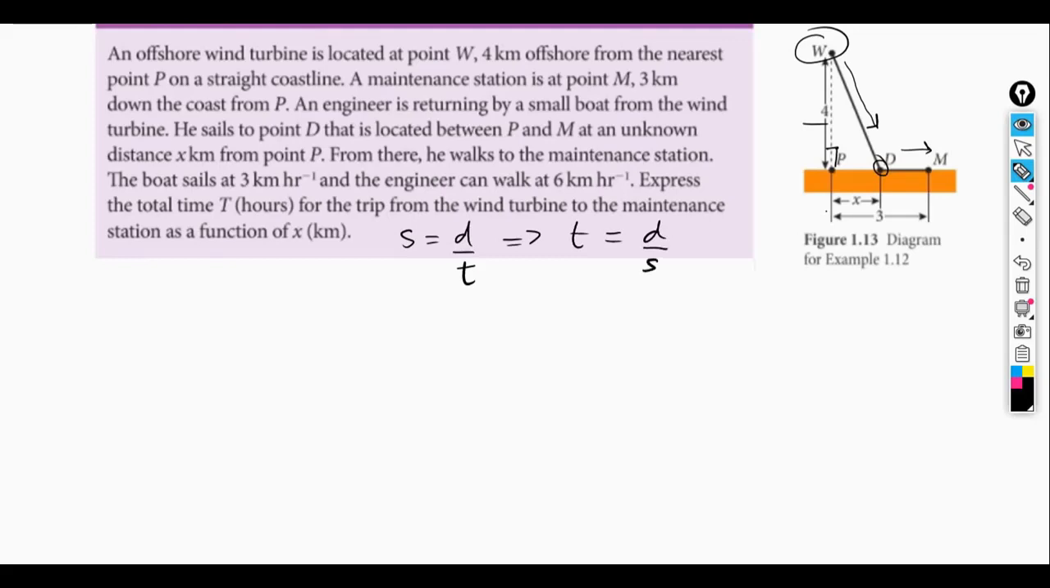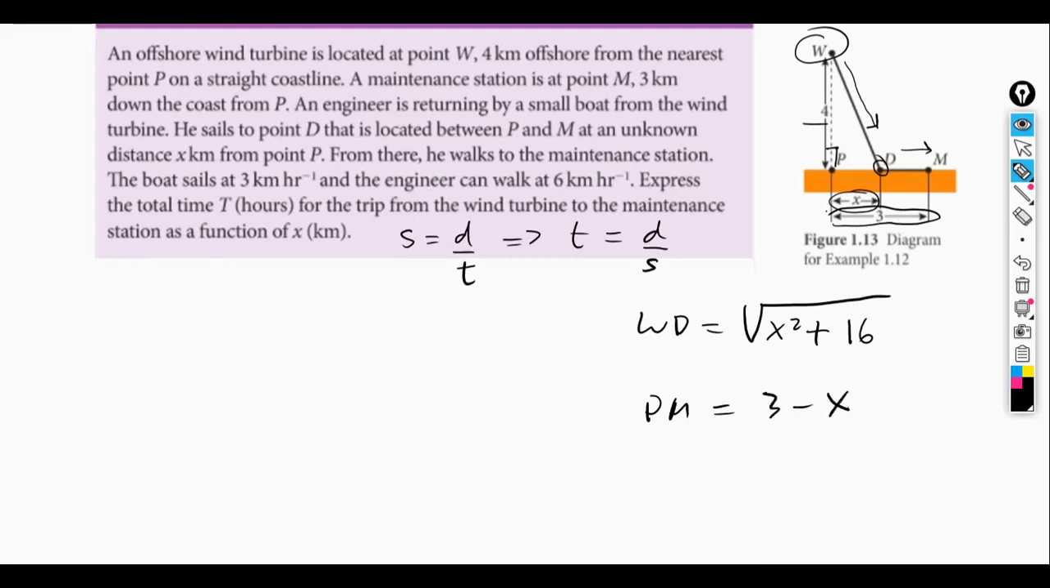Notice that these two distances, WD and DM, can be expressed in terms of x. WD, using Pythagoras, would be the hypotenuse of that right triangle. So WD would be equal to the square root of x squared plus 4 squared, or 16. And DM can also be expressed in terms of x, because if we know that the total distance here is 3 and that this is x, then DM must necessarily be 3 minus x. Then we have everything to set up the function.